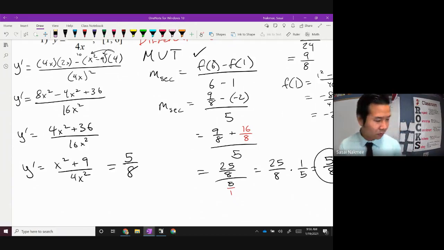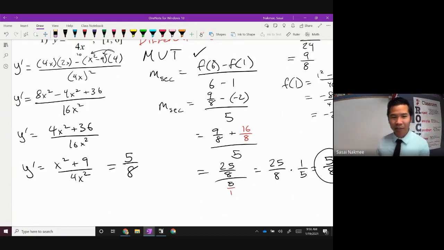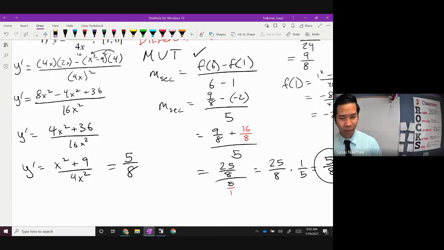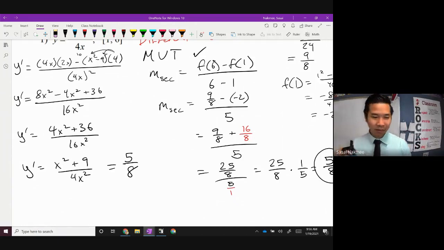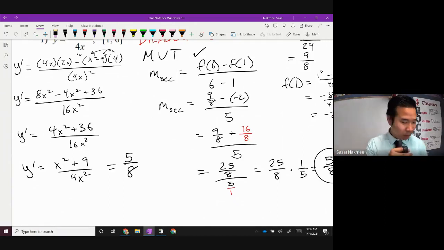What can you do? What's something we can do? I know some of you guys don't like fractions. Is there anything we can do to get rid of these fractions? Anybody know? How could I solve this? Any ideas? It's been a while since you've done some algebra work, huh? Some IM3 work, integrated math.